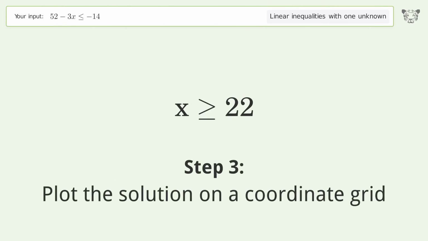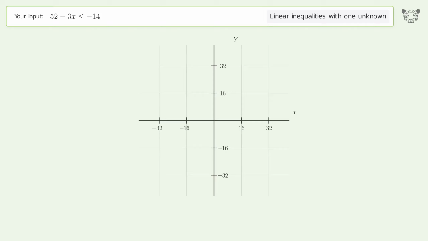Plot the solution on a coordinate grid. And so the final result is x equal or greater than 22.